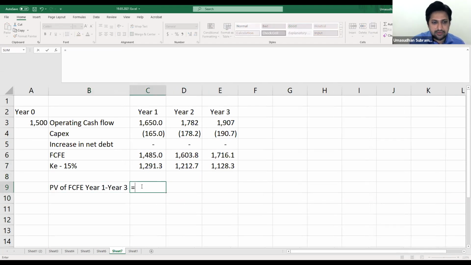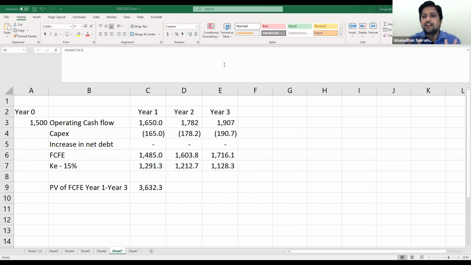So what are you going to do? You're going to sum it up, add these 3 together. Okay, what if I say this is the value of this company, the intrinsic value of this company? What am I missing here? I'm missing a bigger piece of information. I'm forecasting year 1, year 2, and year 3 free cash flow to the equity and discounting them and saying this is the intrinsic value of the company. What is the biggest mistake I have made here?